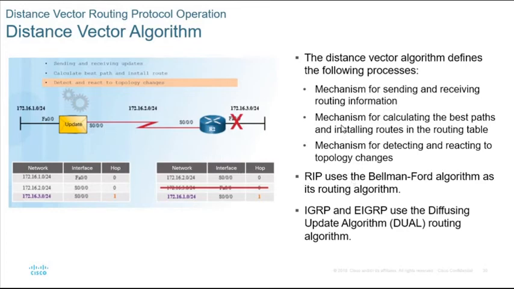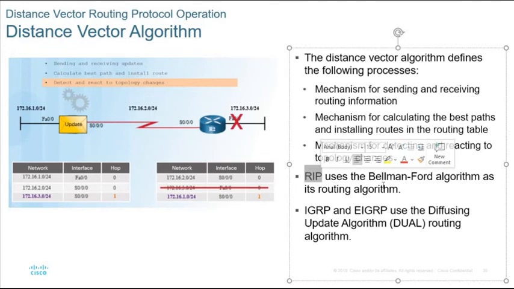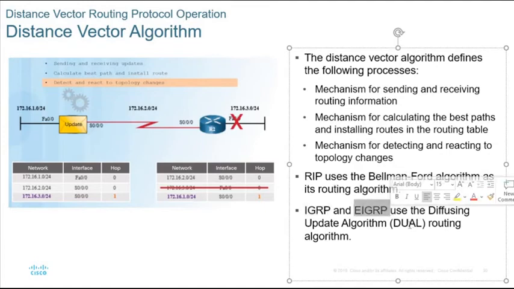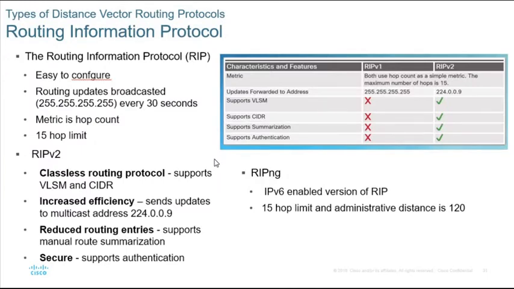So what algorithm are we talking about here? Just remember the terms: RIP uses the Bellman-Ford algorithm. IGRP and EIGRP use the DUAL routing algorithm, also known as the Diffusing Update Algorithm. This is how they are actually designed. All right, moving on with the comparison of different types of distance vector routing protocols. This is just a brief review.